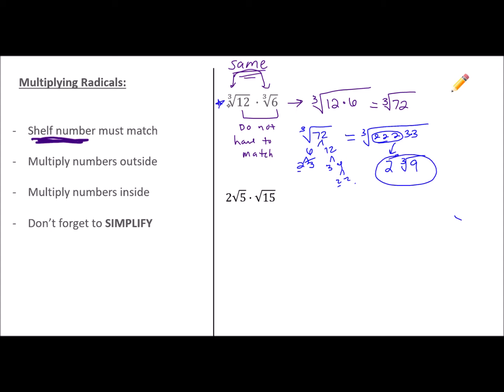So multiplying, that's it. You make sure the shelf number matches. You multiply any numbers that are outside. The people that are outside jail can be multiplied together. The people that are inside jail can be multiplied together. So you're joining them into one radical, whatever the index is, one radical. And then in the end, don't forget to simplify. Number one step, people will give me this answer and it's not actually finished.